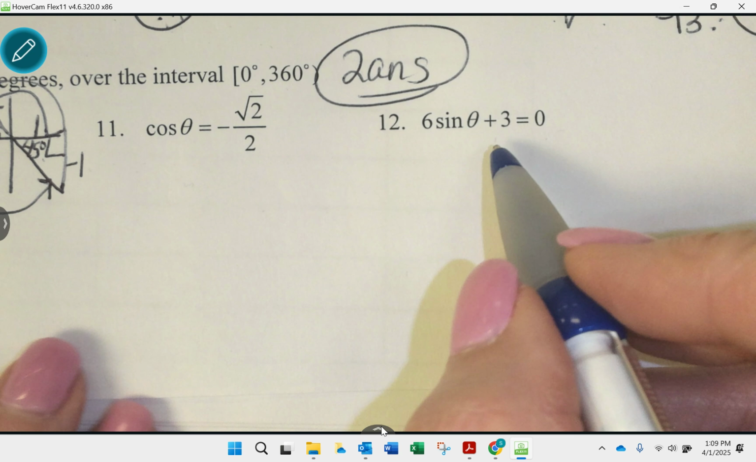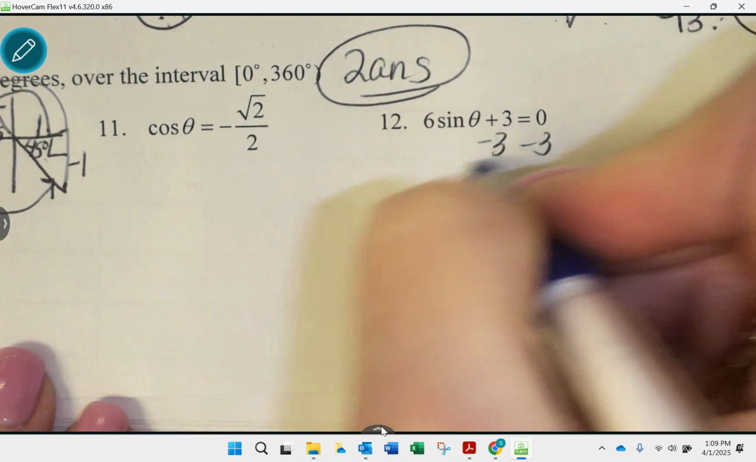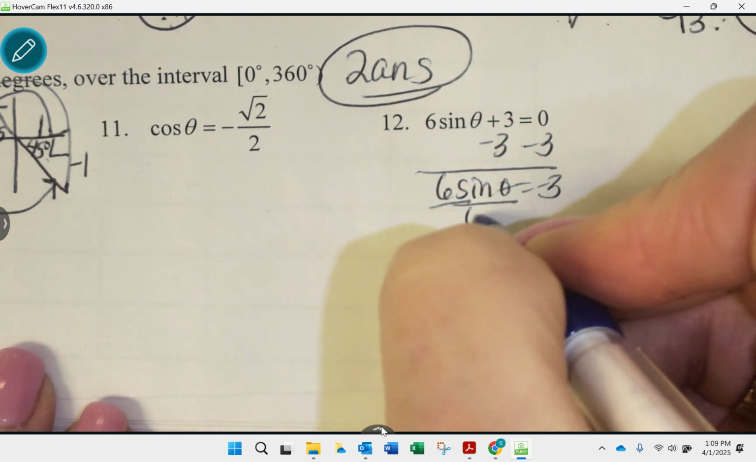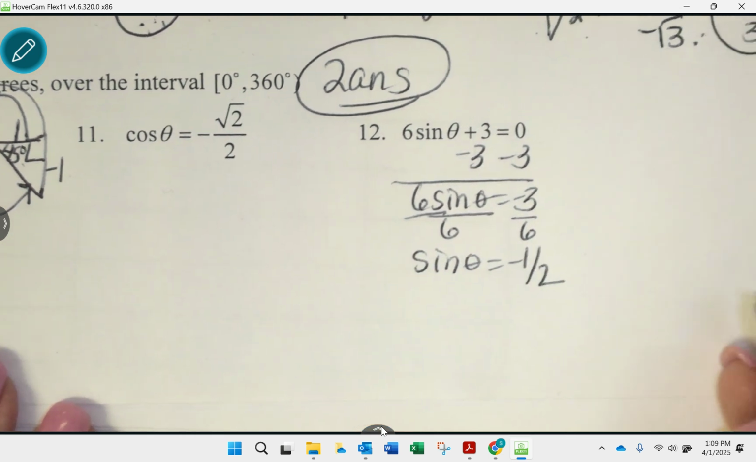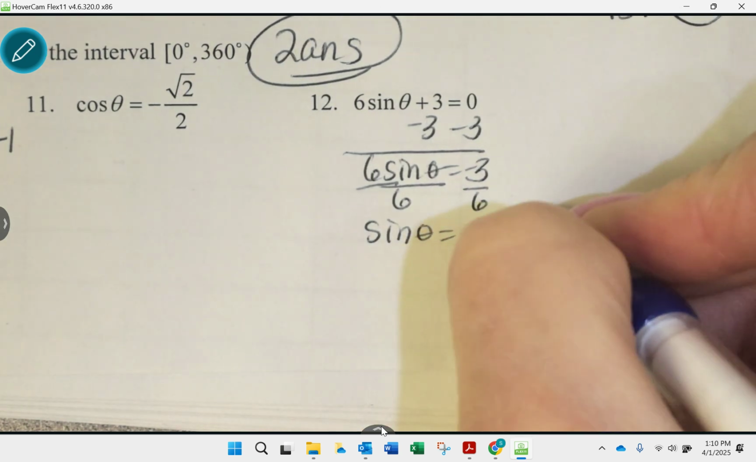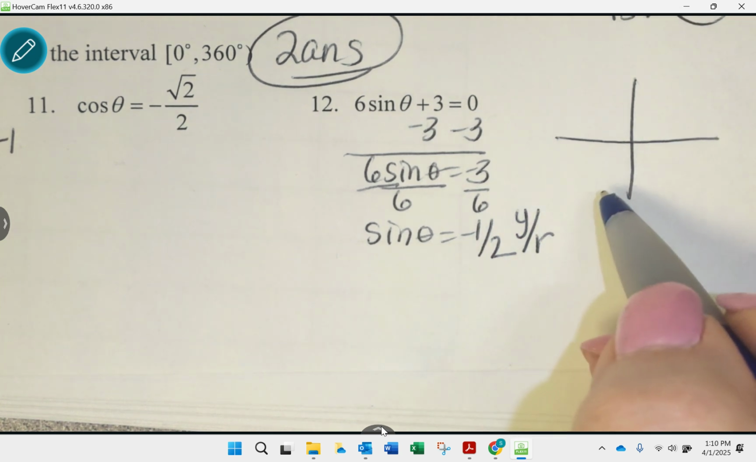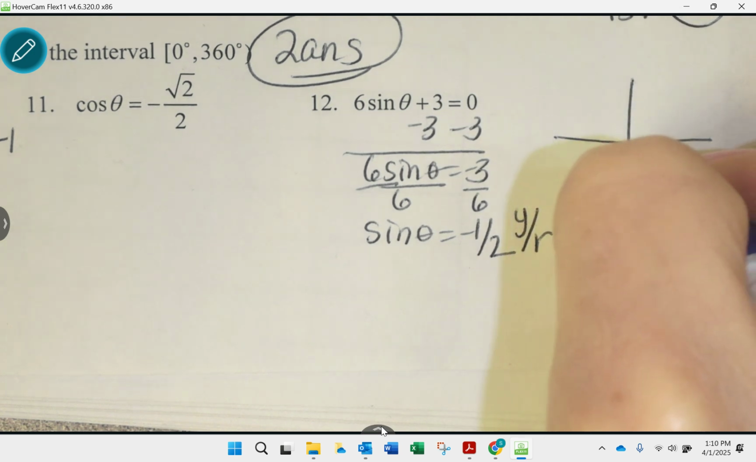Let's actually do number 12 next. It's a little easier than number 11. On number 12, we're going to subtract 3. We have 6 sine theta equals negative 3. Divide by 6. Sine theta is negative 1/2. What's sine the same as? What over what? y over r. Is r allowed to be negative? No. So which two quadrants would have y negative? 3 and 4. Good work.